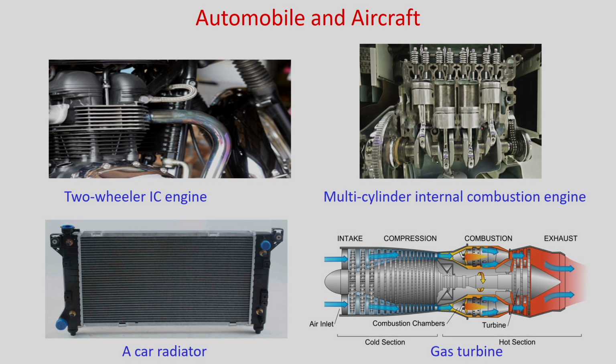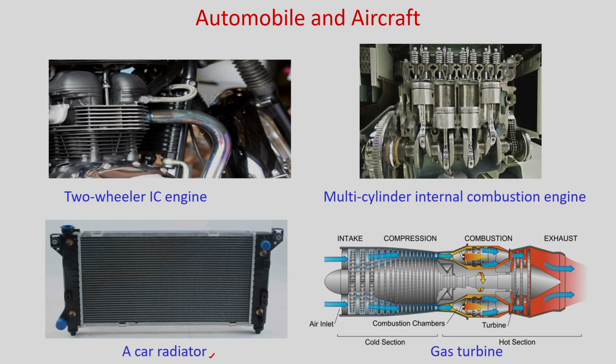There will be a multi-cylinder internal combustion engine. Here sometimes these cylinders are cooled using cooling fluid, and this is also an example of convective heat transfer. You can see this is the car radiator. Generally it is placed in front of the four wheeler. The engine in a car is cooled by a cooling fluid, and this cooling fluid is passed through this radiator to cool down.